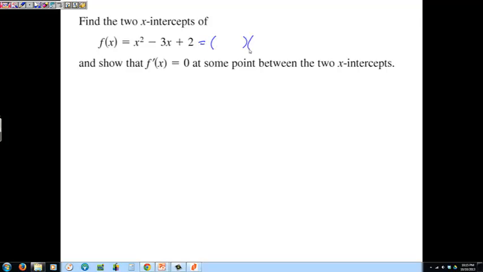factor it, we get x minus 2 times x minus 1, and if I set that equal to 0 to find the x-intercepts, right, x-intercepts when y is equal to 0, I get first one is going to be x is equal to 2, and then the second one is going to be x is equal to 1. So those are my two points that are x-intercepts. Okay, there's nothing to do with the derivatives yet.